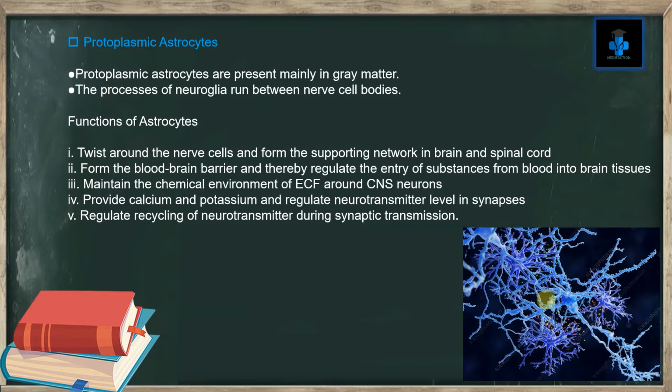Functions of astrocytes. They twist around the nerve cells and form the supporting network in the brain and spinal cord. They form the blood-brain barrier and thereby regulate the entry of substances from blood into brain tissues. They also maintain the chemical environment of extracellular fluid around central nervous system's neurons. They provide calcium and potassium and regulate neurotransmitter level in synapses. They also regulate recycling of neurotransmitter during synaptic transmission.